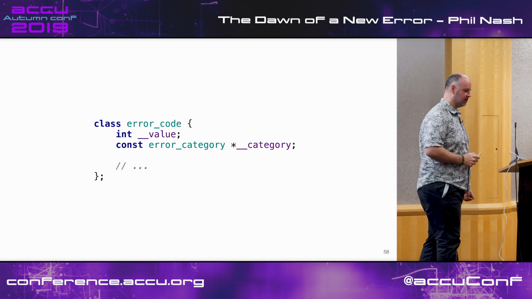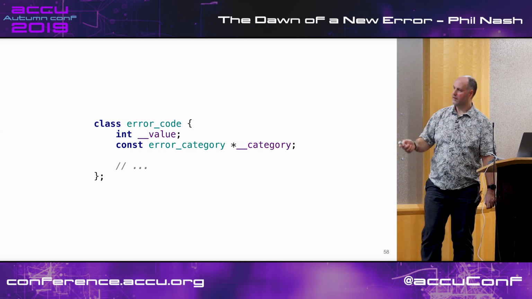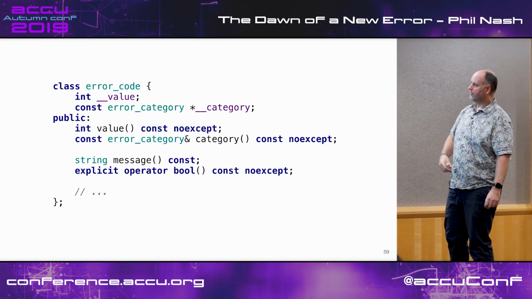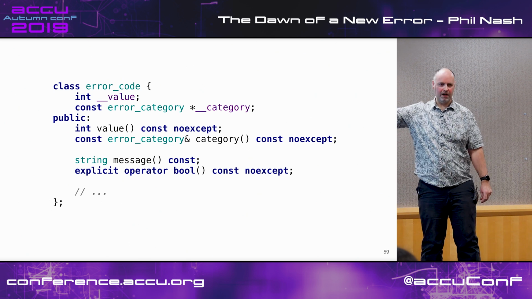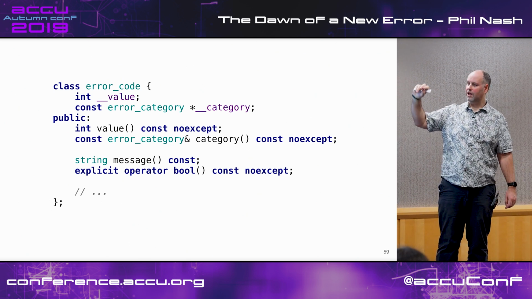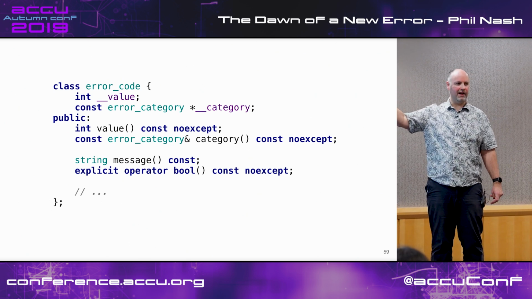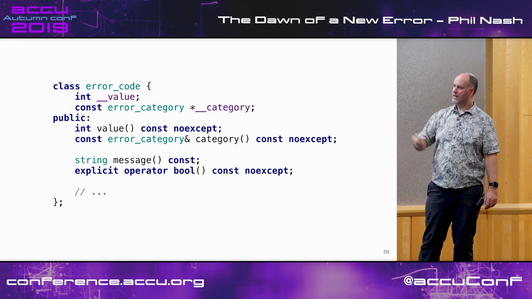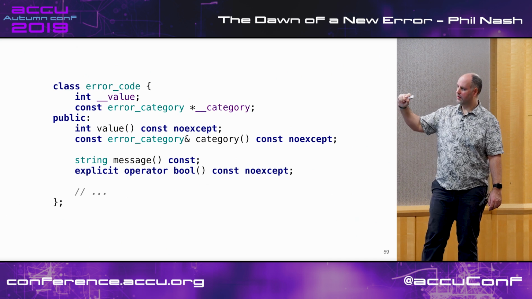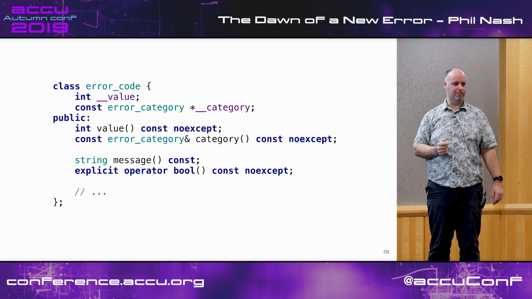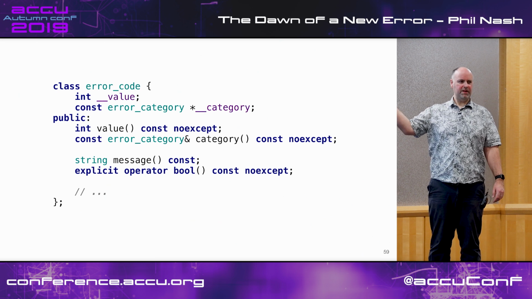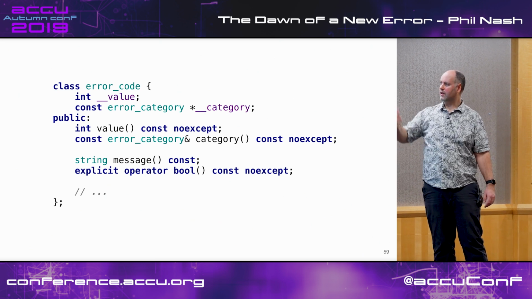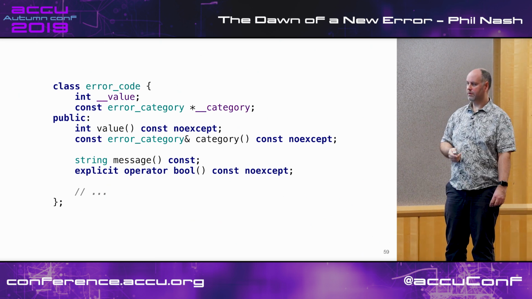But what's the error category? We'll come back to that. I won't look at all of the methods, but some of the interesting ones. There's a couple of accessors. You can obviously get the value out. You can also get the error category out as a reference, but really it's still just an accessor. But then it has a message and also a Boolean operator. Where does the message come from if we're not holding any strings in there? We'll look at that.